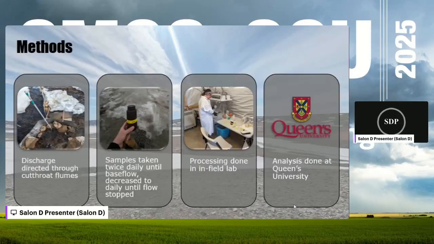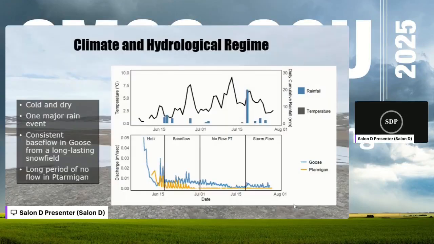To measure discharge, everything was directed through cutthroat flumes that were instrumented with depth loggers, and then we calculated rating curves from manual measurements taken during sampling. Samples were collected in opaque Nalgene bottles twice daily during peak flow, and then down to once daily during base flow, and of course no samples when there was no discharge. Samples were kept cool until they could be processed and filtered in our in-field lab, and then filtered samples were sent south to be analyzed at Queen's University.